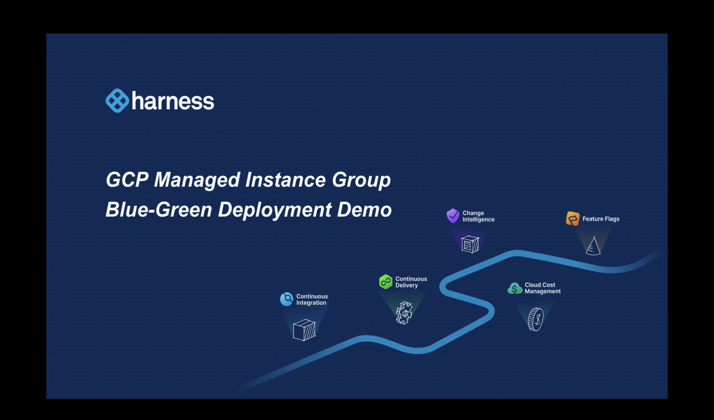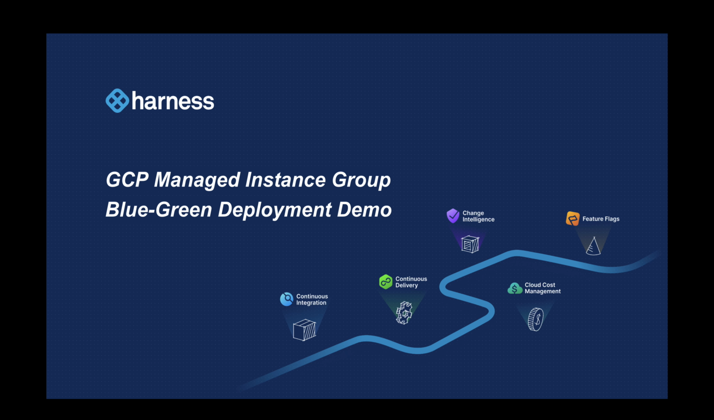Welcome to this Harness Blue-Green deployment demo for Google Cloud Managed Instance Groups. In this video, I'll walk you through how to configure and execute a MIG Blue-Green deployment pipeline using Harness. We'll cover the initial setup, run through a first deployment where Harness automatically creates the required resources, and then demonstrate a subsequent deployment to show how traffic shifting works between stable and stage environments.